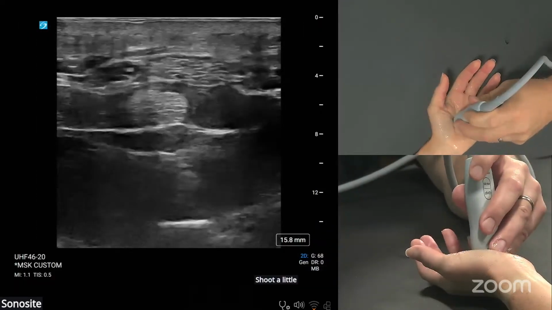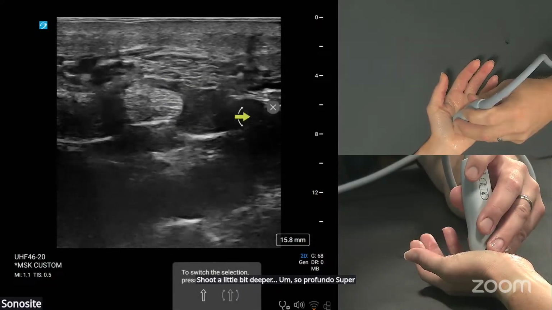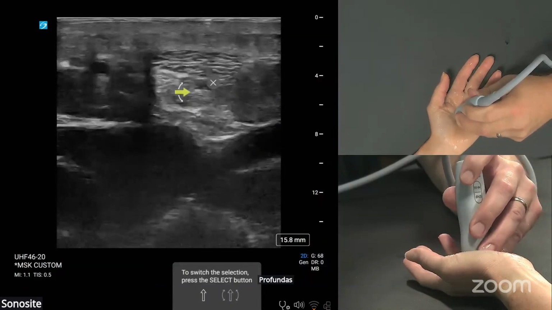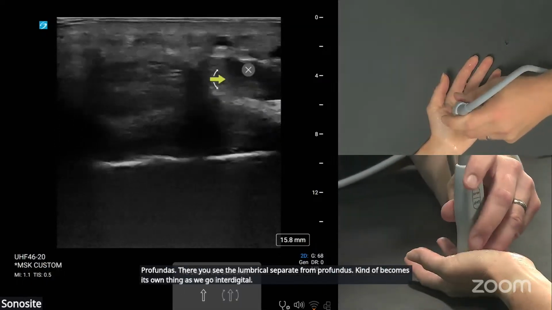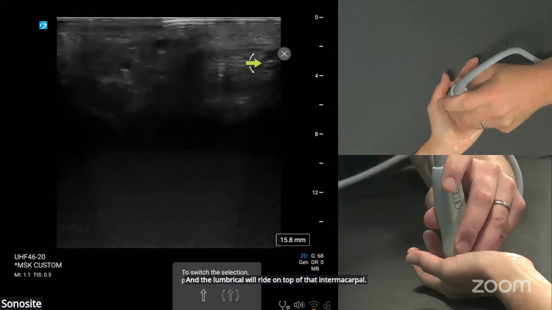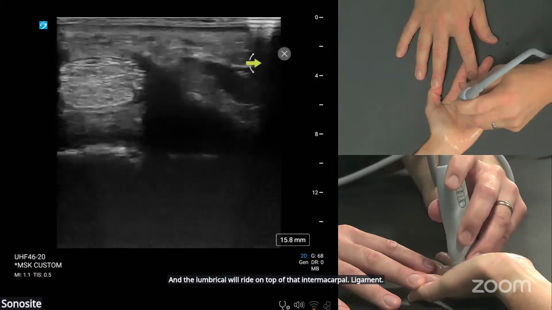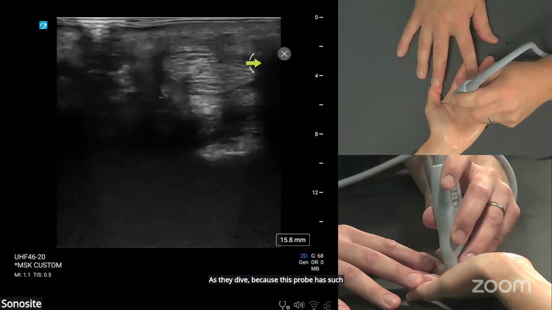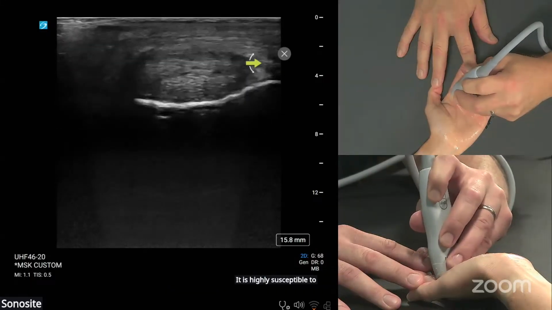Shoot a little bit deeper. So profundus, superficialis, and you can see the lumbrical coming off of that profundus. There you see the lumbrical separate from profundus, kind of becomes its own thing as we go interdigital. And the lumbrical will ride on top of that intermetacarpal ligament. As they dive, because this probe has such a thin ultrasound beam, it is highly susceptible to anisotropic artifact.